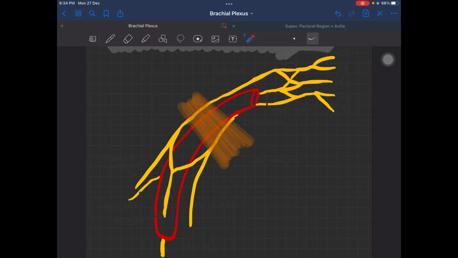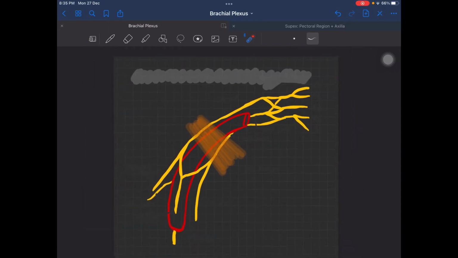So the cord which is lateral to the axillary artery forms the lateral cord. The one which runs behind the axillary artery will obviously be the posterior cord, and the one which runs medial to the axillary artery is the medial cord.